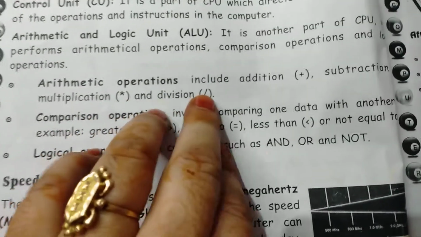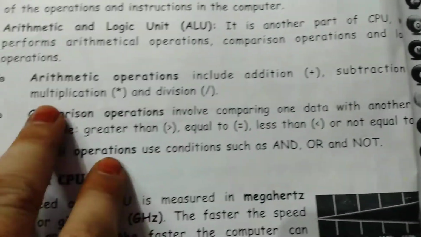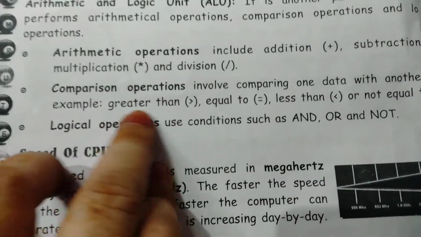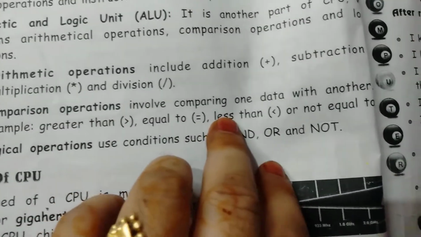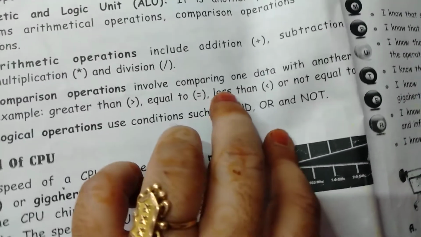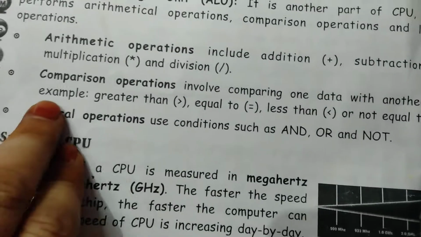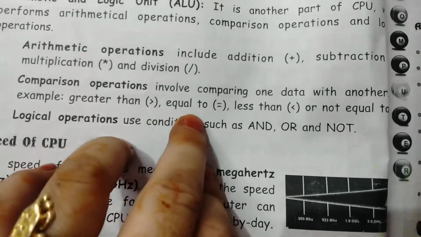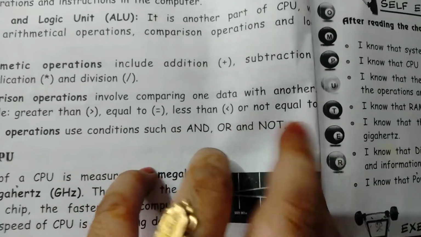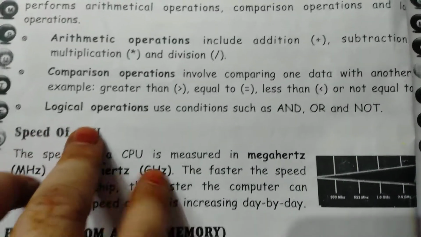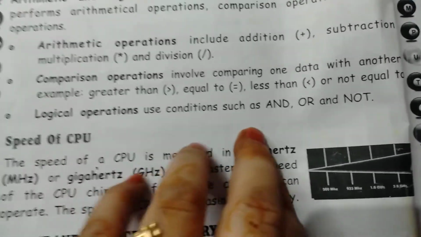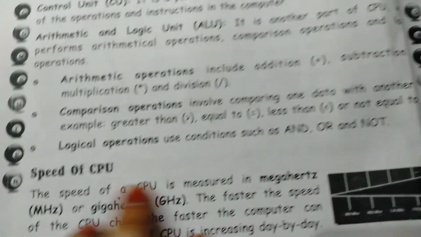Arithmetic operations include addition, subtraction, multiplication and division. Comparison operations involve comparing one data with another. Example: greater than, equal to, less than or not equal to. Logical operations use conditions such as and, or, not.